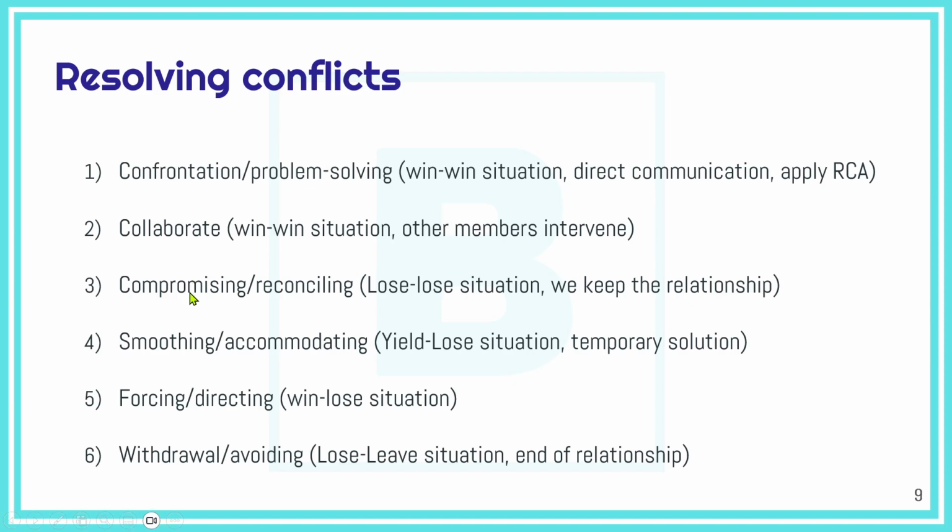Otherwise, the conflicting parties can try to compromise or reconcile, like by giving up on some of their objectives. This is a lose-lose situation, but at least we tend to keep the relationship. Otherwise, there is also smoothing, accommodating, where one of the conflicting parties does not insist, doesn't pay much attention, does not really give much focus on the issue. This is a yield-lose situation.